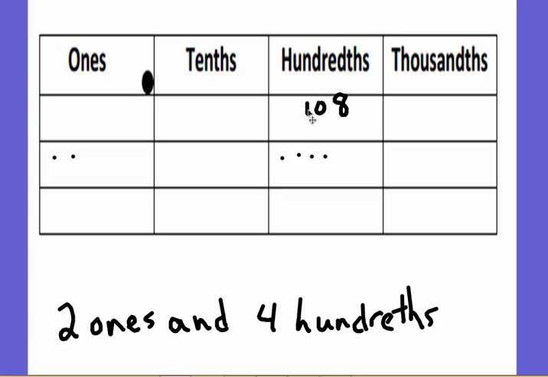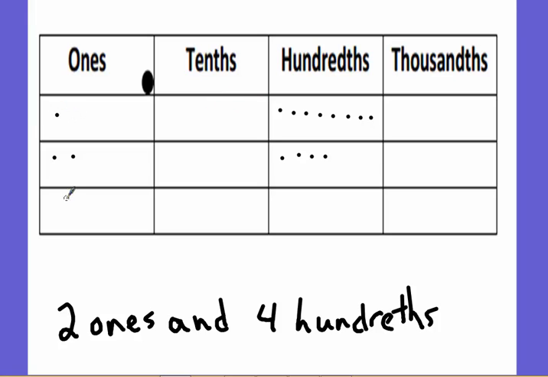I know that 10 of these equals 1/10. How many groups of 10 do I have? Well, I have 10 groups of 10 because I have 100. So that means I can have 10 over here. And now I have 8 hundredths. So I can do 1, 2, 3, 4, 5, 6, 7, 8. This 10th I can take and move to my ones. I can always take a group of 10 and move it to the next column over.